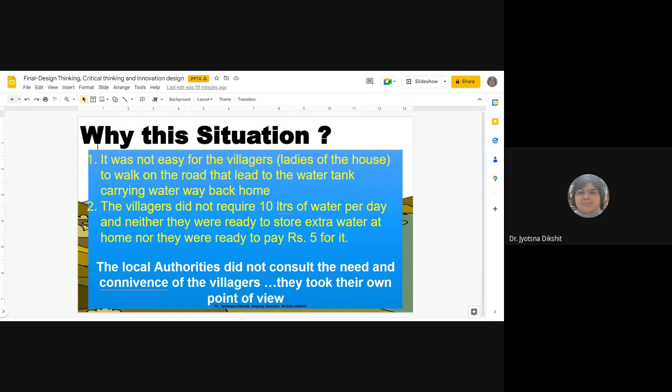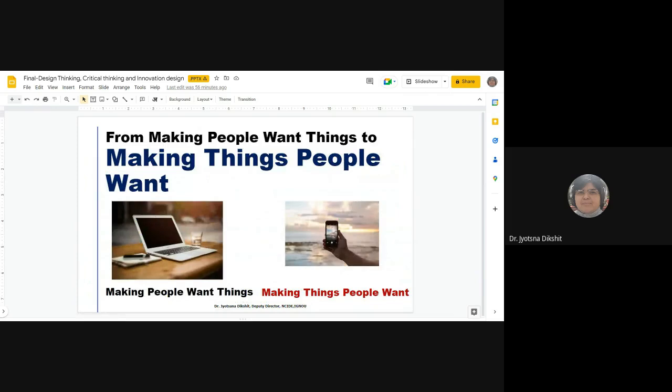And now this is the crux of today's session: from making people want things, to making things people want. All of us are aware that laptop and desktop penetration was not as successful as that of mobile phones. It was something not suitable or acceptable to all, but now the mobile device has reached up to the grassroots. So it is some kind of making things people want.